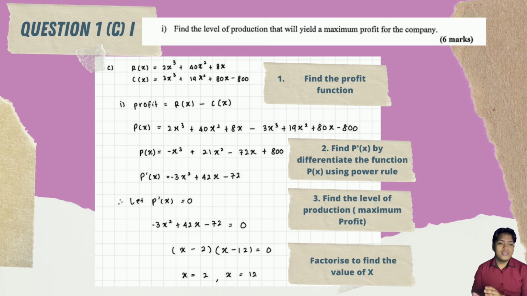So step 3, to find the level of production which gives maximum profit, we must let this first derivative of the profit function equal to 0. So negative 3x squared plus 42x minus 72 equals 0. Then we factorize it to find the value of x. Then we will get x equal to 2 and x equal to 12.